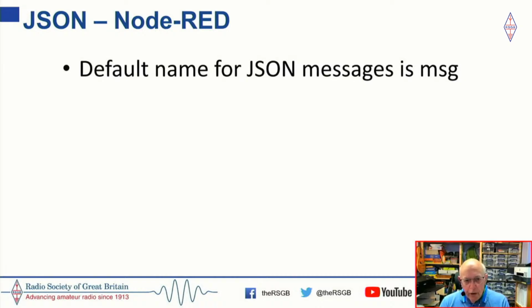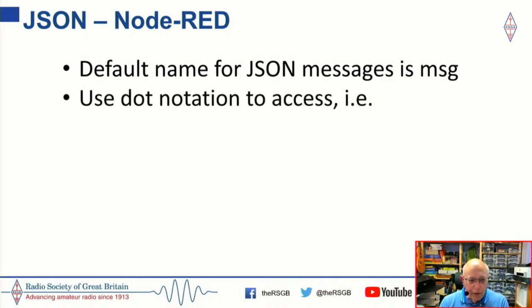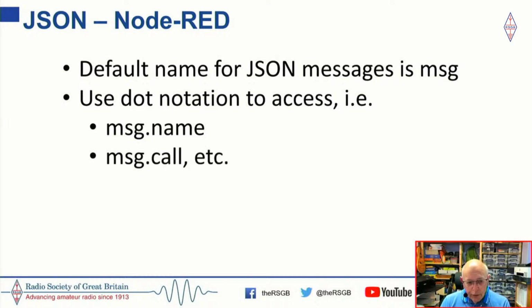So inside Node-RED, the default name for a JSON message is just msg, and we use dot notation to access the bits. So in that last example, to get at the name, all we have to enter is msg.name, and it would recall my name from that message. Similarly, if we entered msg.call, it would retrieve my call from that message. So the simple dot notation technique enables us to extract parts of a message quite easily, even from very long and complex messages, as I'll show you in some of the examples.